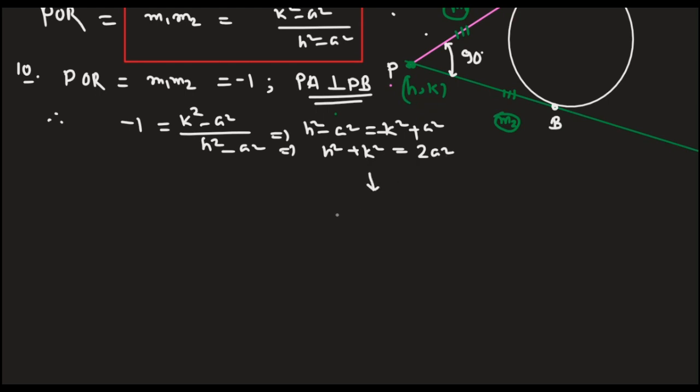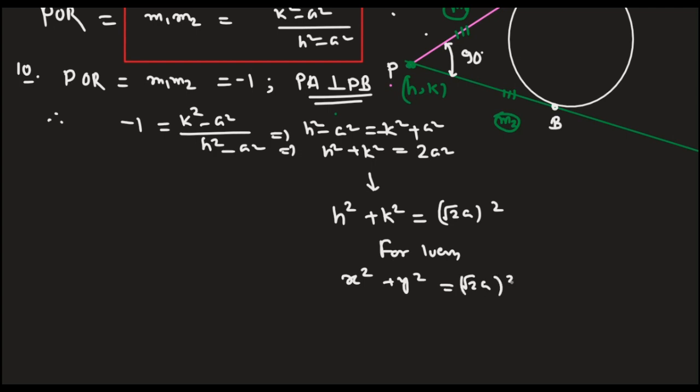So now we are getting this equation, h square plus k square is equal to root 2a whole square. Now what is this (h, k)? This (h, k) is the point of intersection of the two tangents. So this equation, the relation between h and k, represents the locus. For the locus we can replace h by x, so x square plus y square is equal to root 2a whole square. So this is actually the equation of a circle.